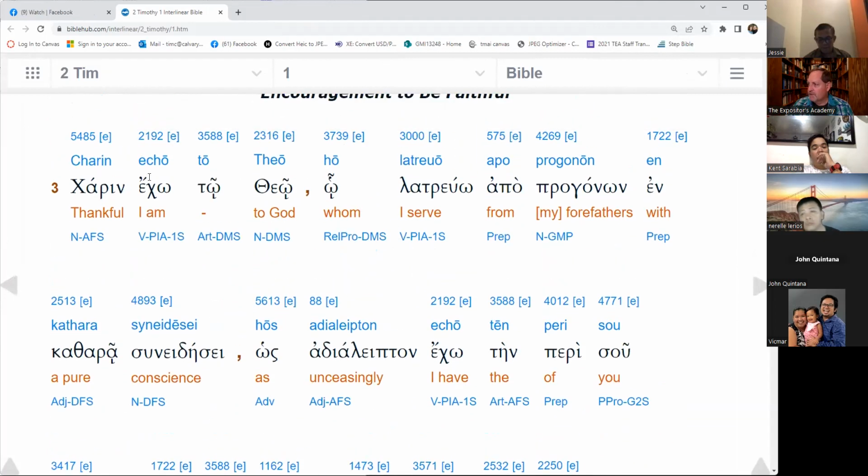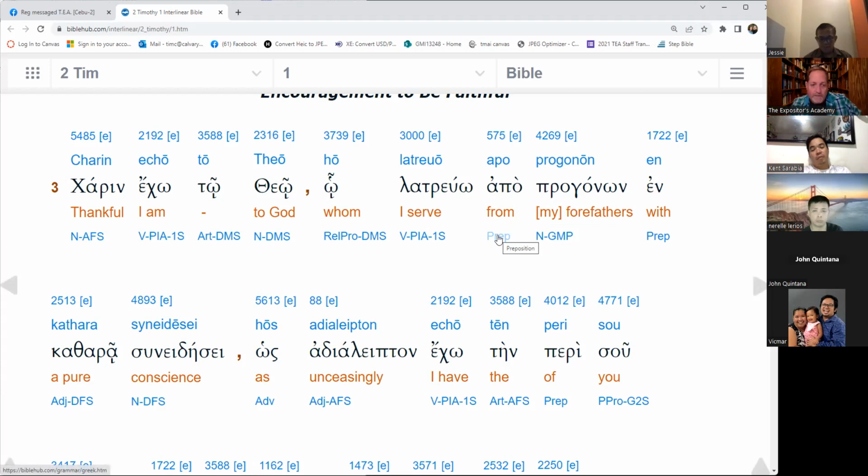All right, so here's the interlinear for 2 Timothy 1, verse 3. Thankful I am to God, whom I serve. Now here, notice, from my forefathers. You guys see that? And if I look at this word, apo, notice it says it's a preposition, which can mean "from" or "as," is the idea.